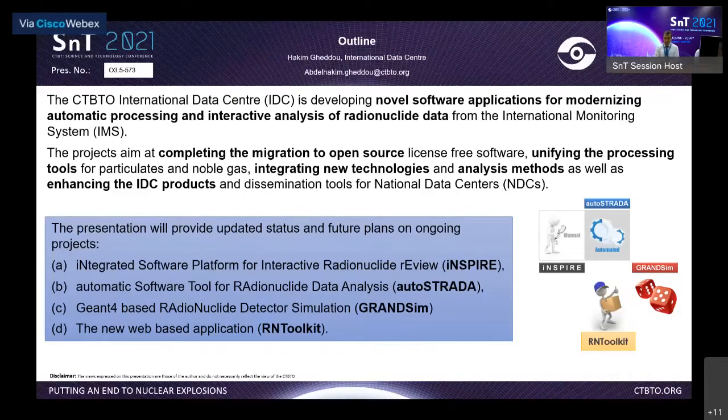So we'll be talking about Inspire, which is the new interactive platform for radionuclide analysis. Then Autostrada for the automatic processing. GrandSim is a new Monte Carlo open source based tool for simulating the detection systems for both particulates and noble gas. And then we have the new web-based application, Aaron Toolkit, for sharing the data with NDCs.